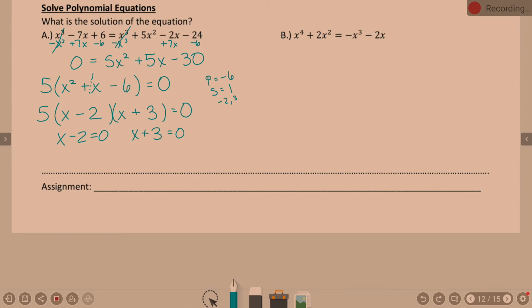If this 5 had an x with it, it would be important. But if I just take 5 and set it equal to 0, there's no variable there. 5 doesn't equal 0. You don't have to worry about a constant. You only have to worry about the factors that involve x's. So, add 2, you're going to tell me x equals 2. Subtract 3, you're going to tell me x equals negative 3. We have solutions of 2 and negative 3.